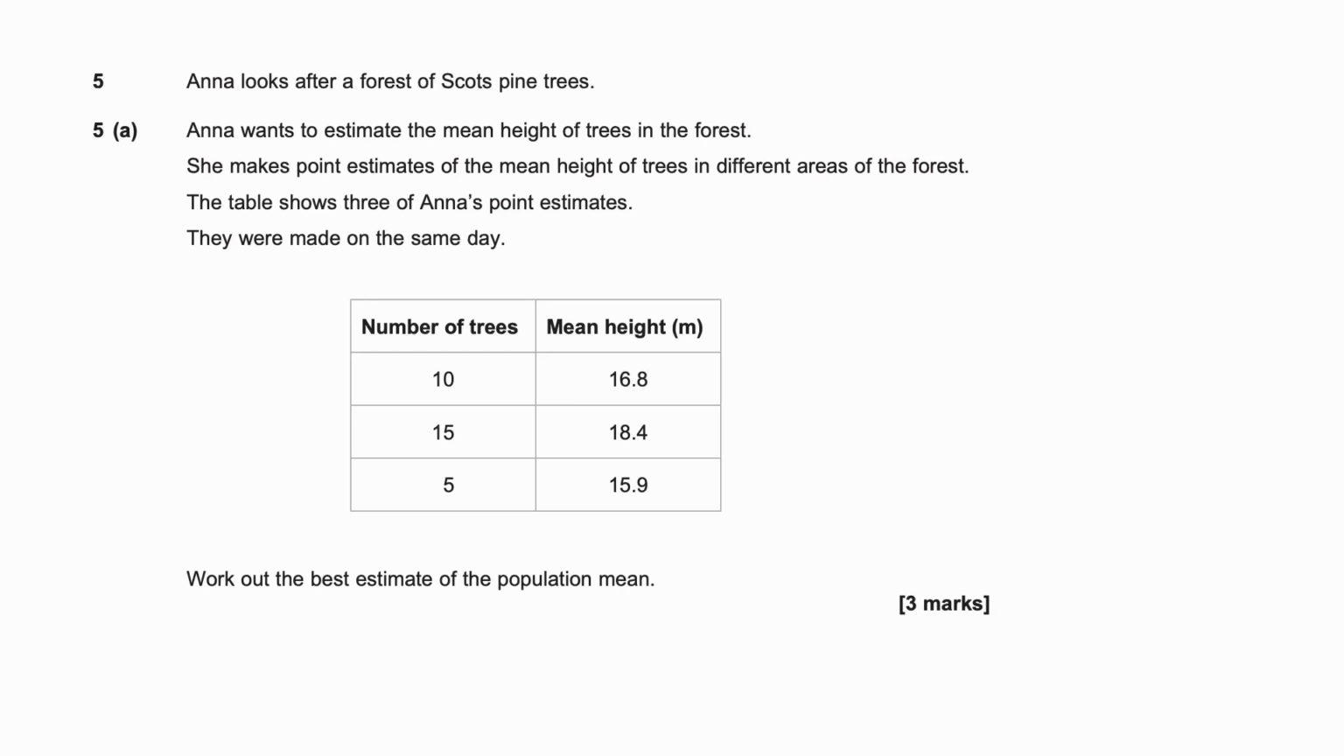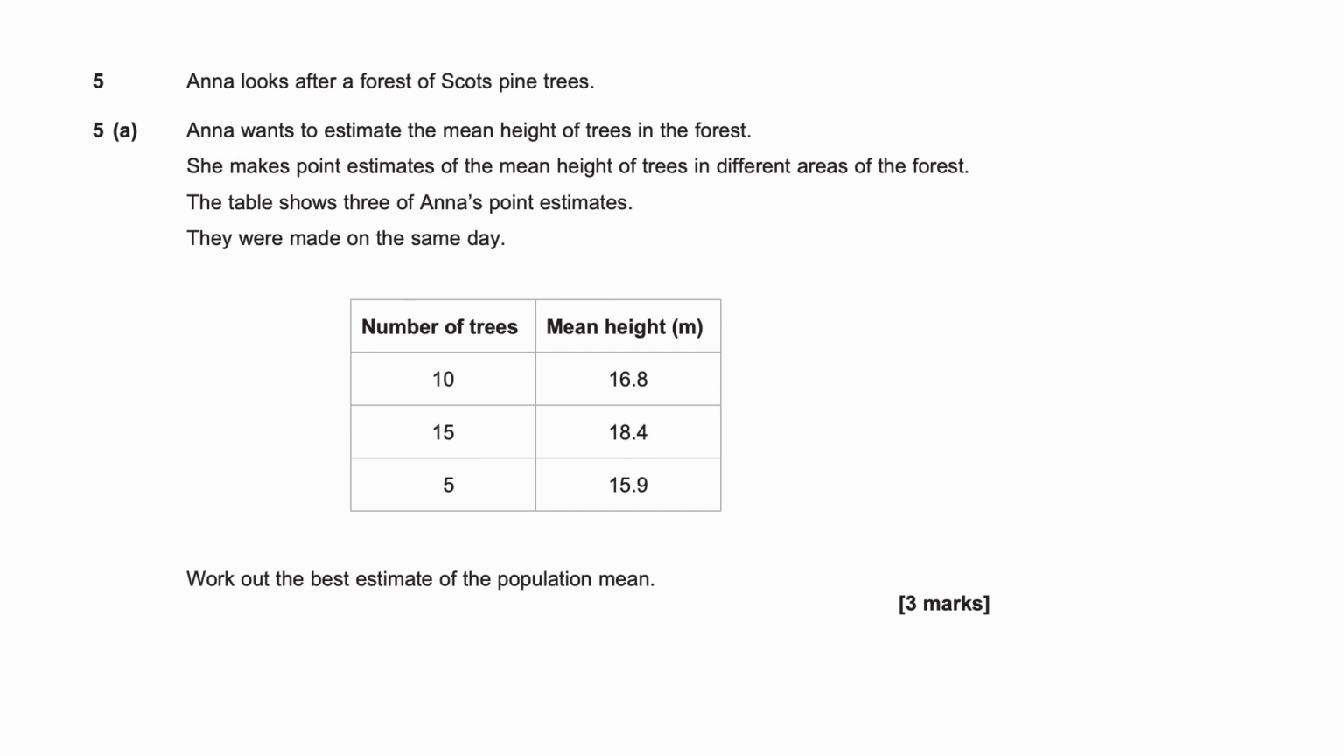So this question is from, I think, the 2019 paper 2A, and it's involving point estimates and estimates of the population mean. Anna has made point estimates of the mean height of trees in 3 different areas of the forest. She's done them all on the same day. The mean height of this group of 10 trees is 16.8. The mean height of this group of 15 trees is 18.4. And the mean height of this group of 5 trees is 15.9. And you're asked to work out the best estimate of the population mean.